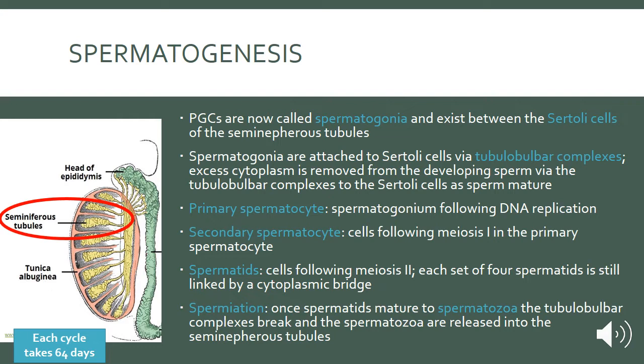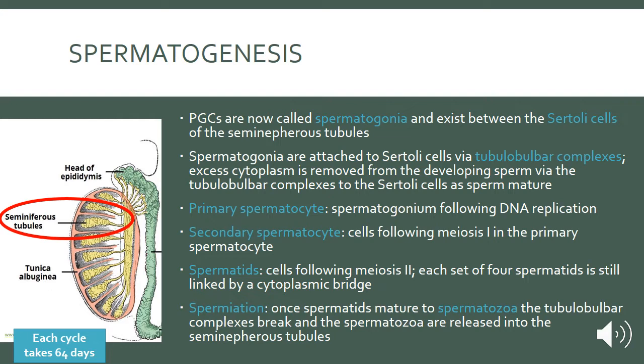These are the seminiferous tubules highlighted here within the testicle. And these PGCs, the primordial germ cells, are now called spermatogonia, indicating that they are now ready to start forming sperm. And within the seminiferous tubules are cells called Sertoli cells, and they are going to support the developing sperm. They protect them, they provide resources.